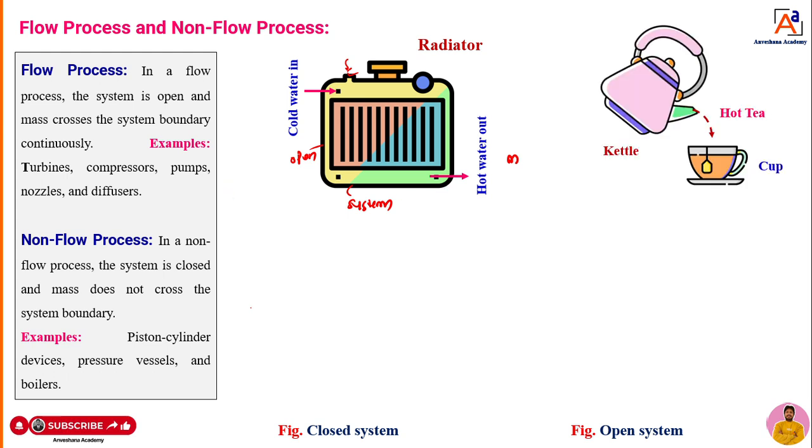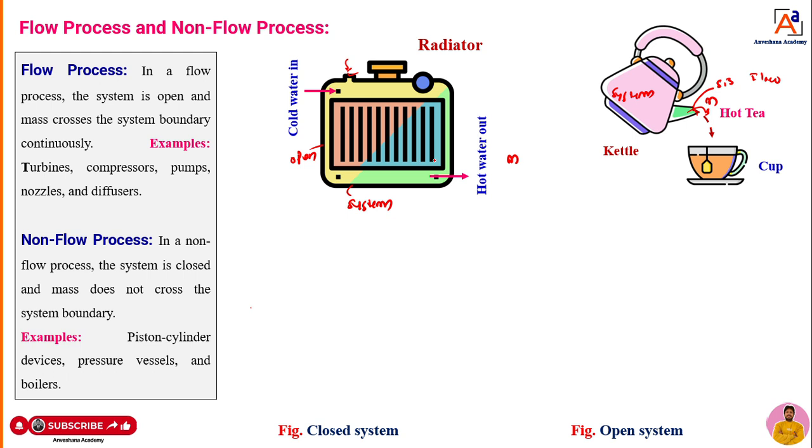Next, one more example. You can take a kettle as a system. It has a boundary, right? When you pour the hot tea, the hot tea is coming out, which means mass is transferred. If the mass crosses the system boundary, then that process we can call a flow process. Flow process is a process in which the mass crosses the system boundary in an open system. That is known as flow process, dear students.